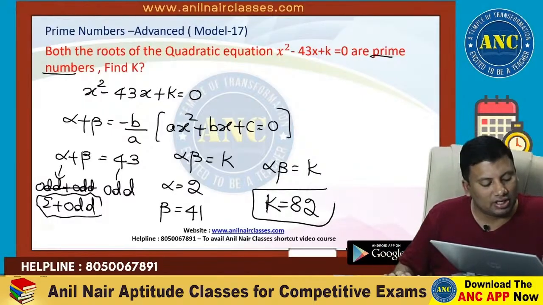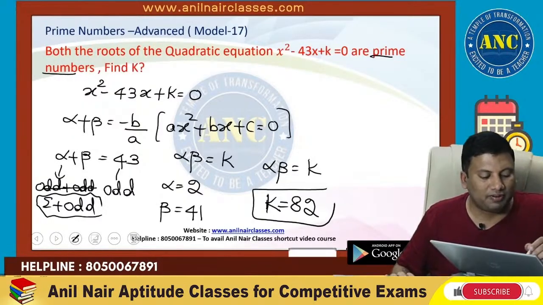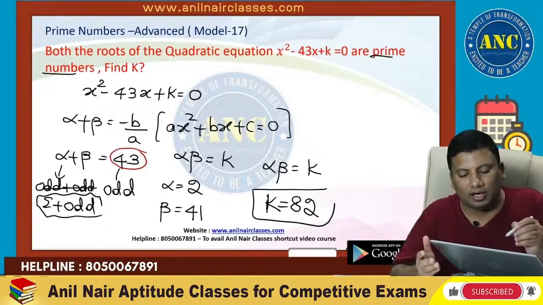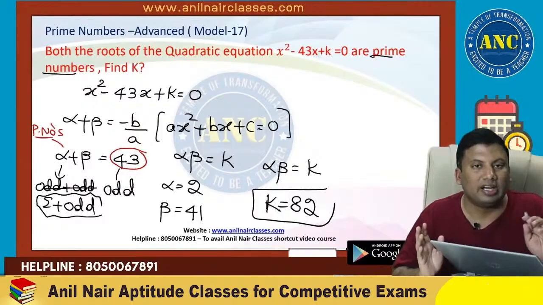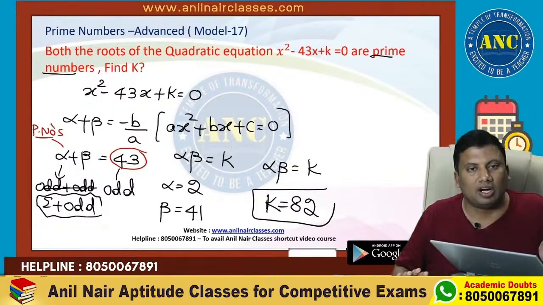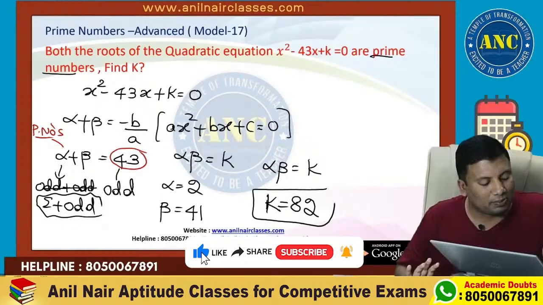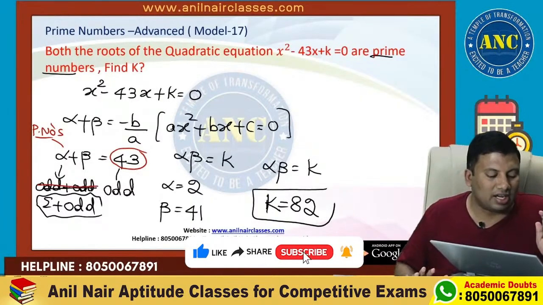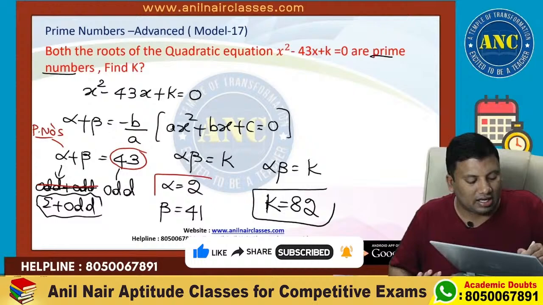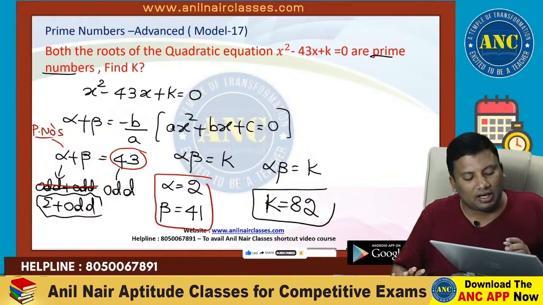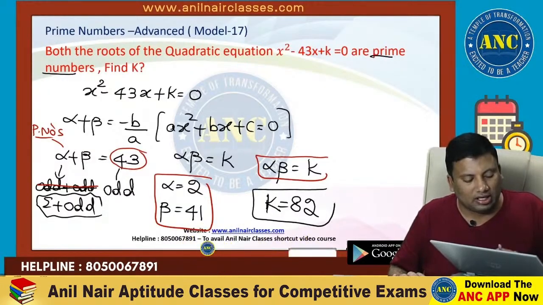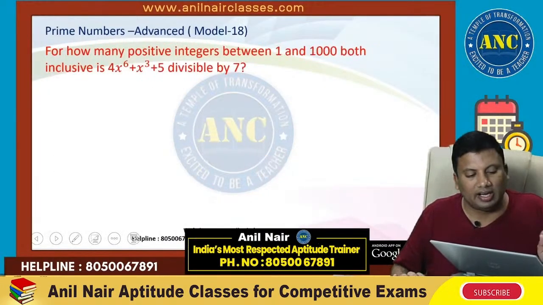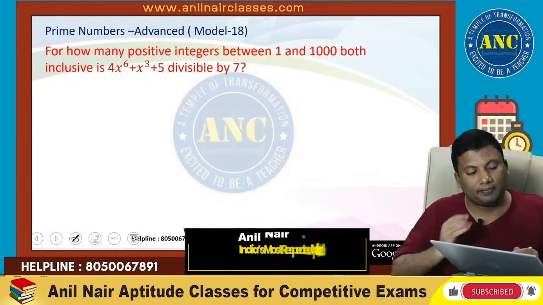The sum of the roots is 43. So alpha plus beta equals 43, an odd number, and alpha and beta both are prime numbers. Odd plus odd is even, so both of them cannot be odd. Even plus even is not possible. One has to be even, another has to be odd. So the only possible case is alpha 2 and beta 41. The product of the roots is 2 into 41, which is 82. Idea clear? Next, a beautiful question.